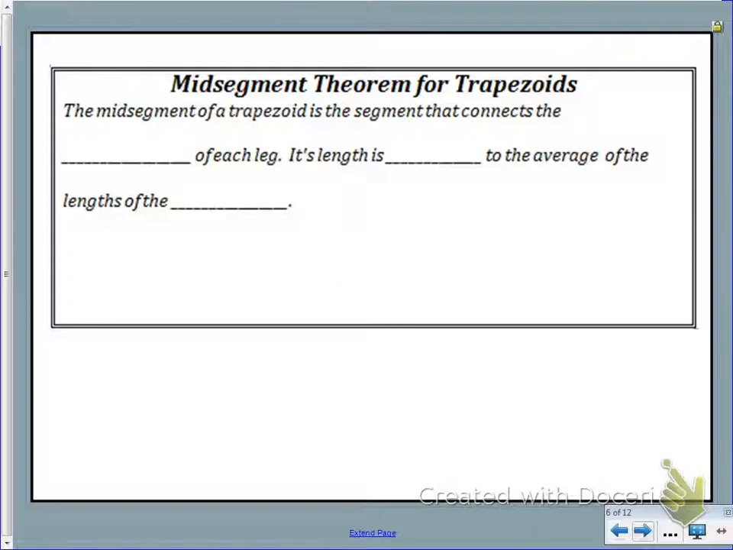All right, moving along, if we look at the midsegment theorem for trapezoids, it states that the midsegment of a trapezoid is the segment that connects the midpoint of each leg. And I believe there might have been a typo in your packet. Could you please cross out base and put leg? Its length is equal to the average of the lengths of the bases.